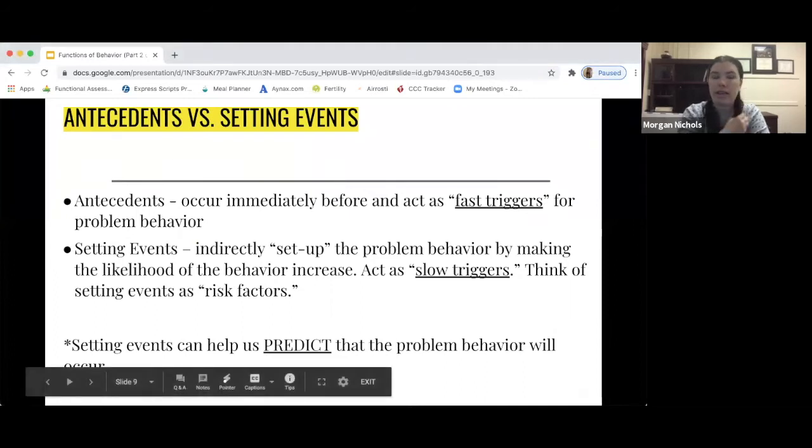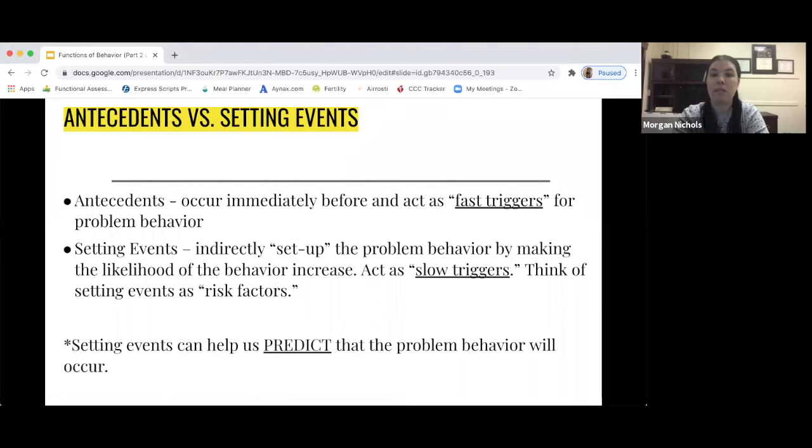Antecedents, that's the term for something that happens immediately before the behavior. So let's say, for argument's sake, that the behavior is crying. What happened immediately before the behavior of crying? The child was told no. So the child started to cry, right? But a setting event kind of indirectly sets up that problem. And it makes it more likely for the behavior of crying to occur.